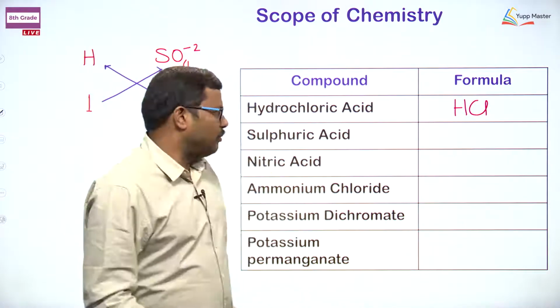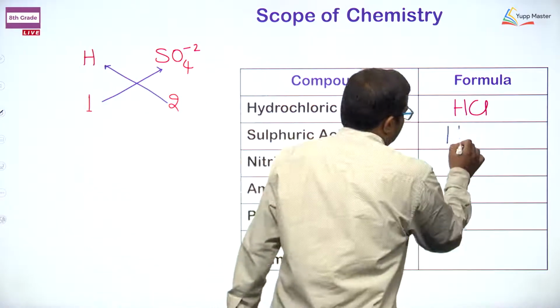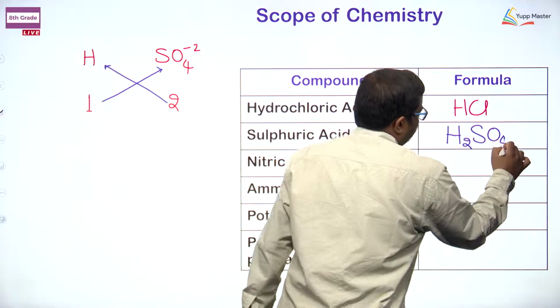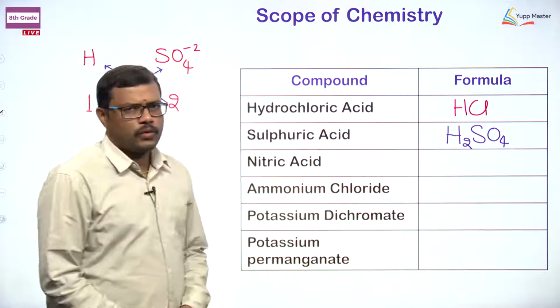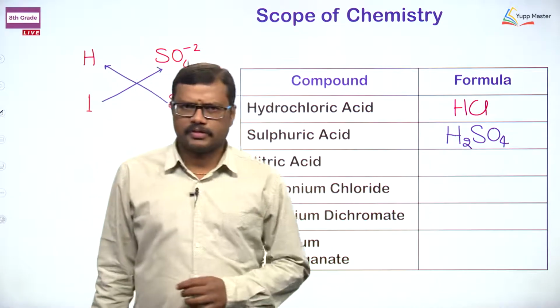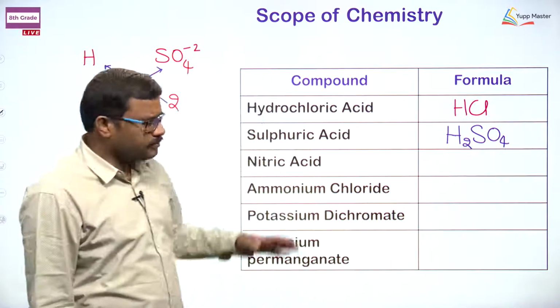So when we write the formula, what is the formula that we are going to get? H is taken 2 times, so it is H2, SO4 taken 1 time, so I am writing SO4 only. So H2SO4 is the formula for sulfuric acid.